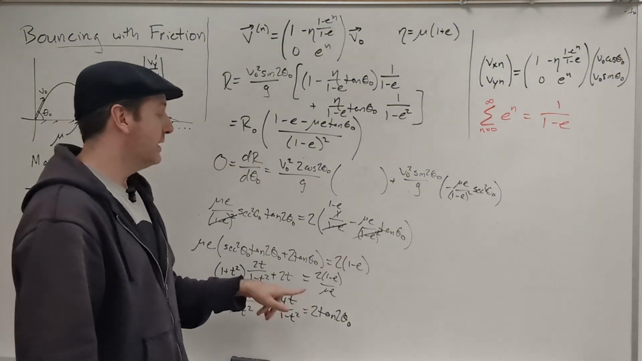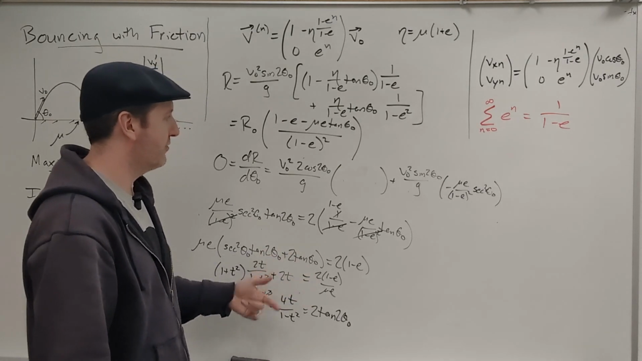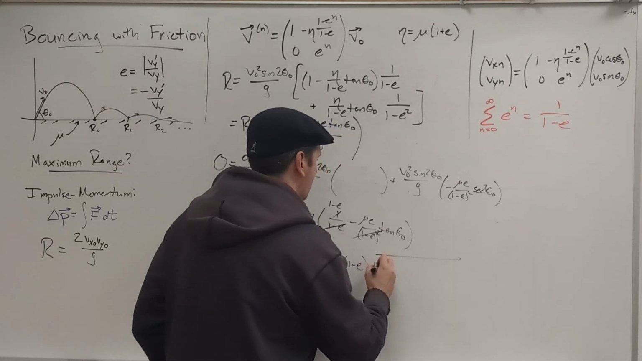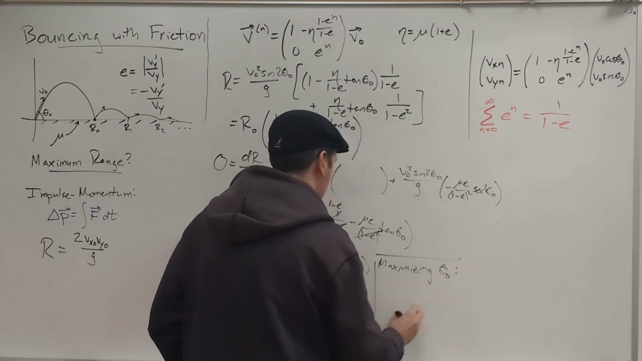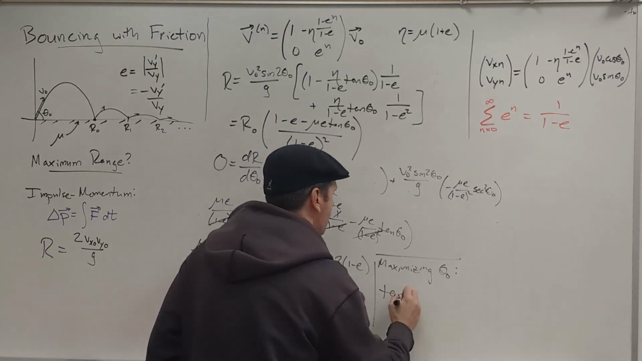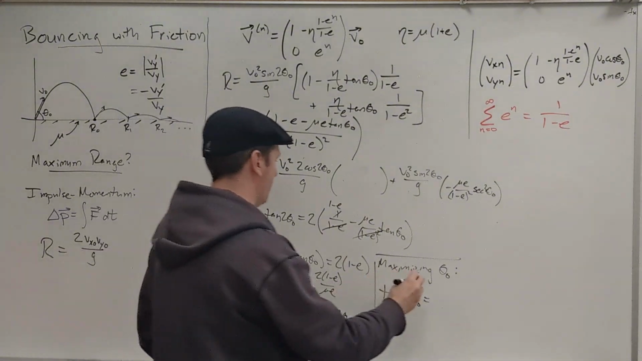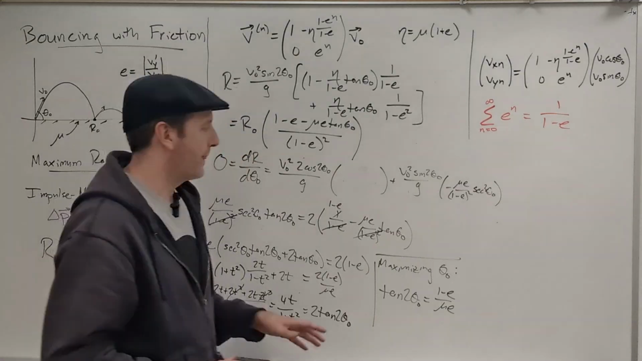Phew, okay. Now let's just set this equal to this. Notice that the 2's will cancel out front, and we end up with our maximizing angle, which is tan 2 theta naught should equal what? 1 minus e over mu e.